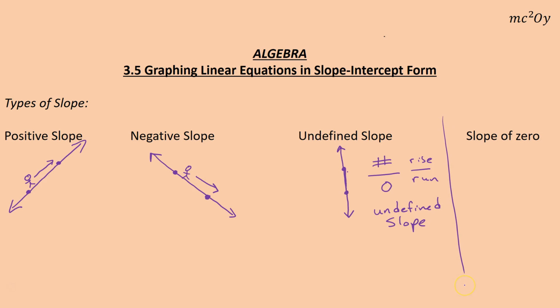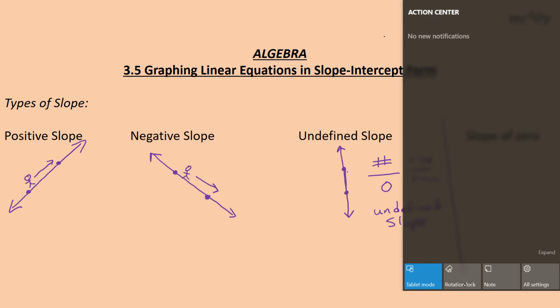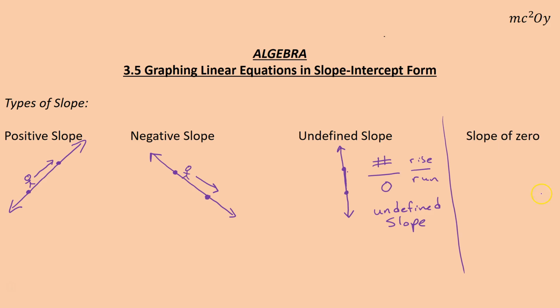And then 0 slope is when you have a flat line, a horizontal line. Relating to what we just talked about, if you think of rise and run again, you have no rise this time. However, you have some run. We can have any number down there. So in this case, we'd have 0 over a number, which would mean a slope of 0.